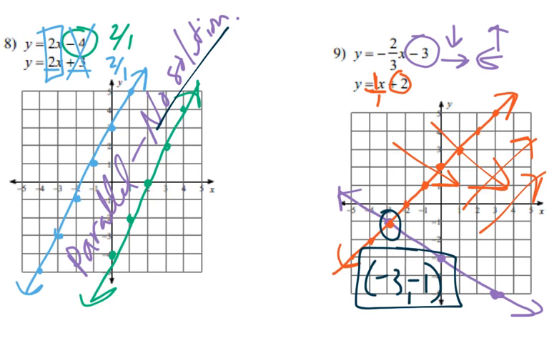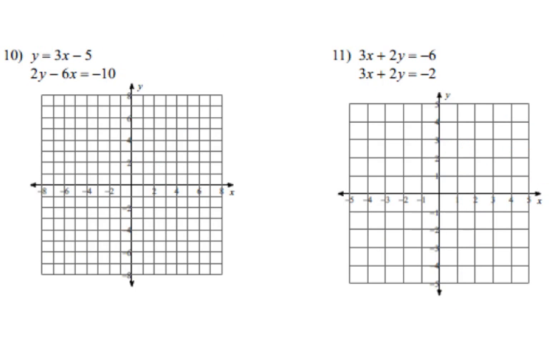So sometimes we can have no solution like this. Same slopes, different y-intercepts. Many times we have just one answer, that x and that y value where they're the same, where they intersect. And sometimes we have a third answer.